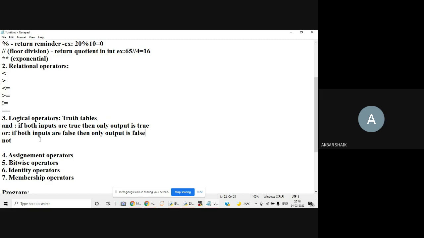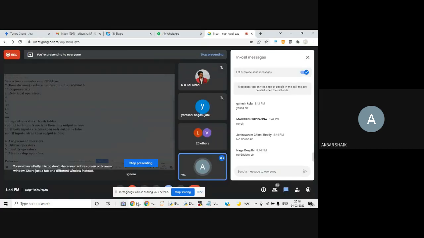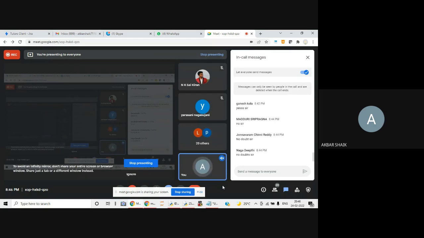Okay. Next is NOT. What is NOT? If the input is true, then the output is false. Simply reverse. If the input is true, then the output is false. That is NOT. All of you understood this? Any doubts in these logical operators? Anyway, we'll see some programs and some examples.